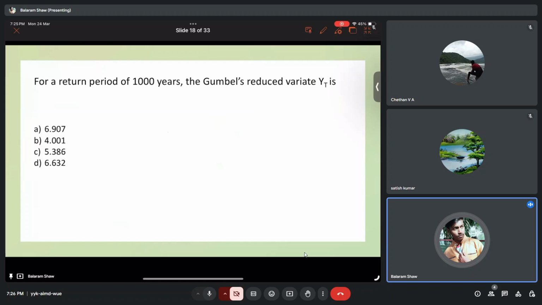Okay, just to remind you how we write the Gumbel's reduced variate, it is equal to minus ln of ln of T by T minus 1. So we have seen these formulas in the earlier classes, that's why I'm not going into how it came about. You can just use this formula. What is T? T is the return period. Just put the value of the return period here. T is given as 1000 years. Just put that and let me know how much you're getting.